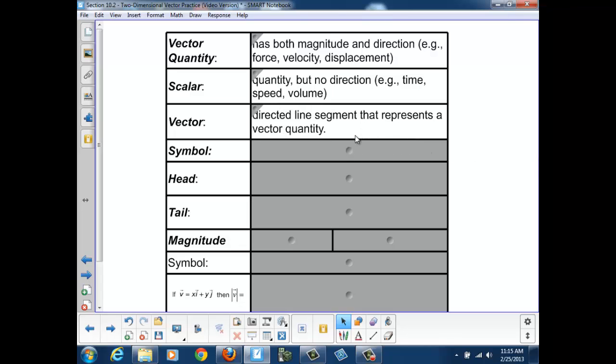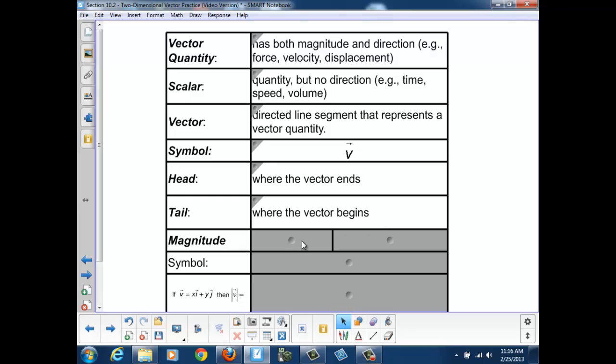A vector is a directed line segment that represents a vector quantity, and we symbolize that vector with a little arrow above our variable. The head of a vector is where the vector ends, and the tail of a vector is where the vector begins. So we go from tail to head.